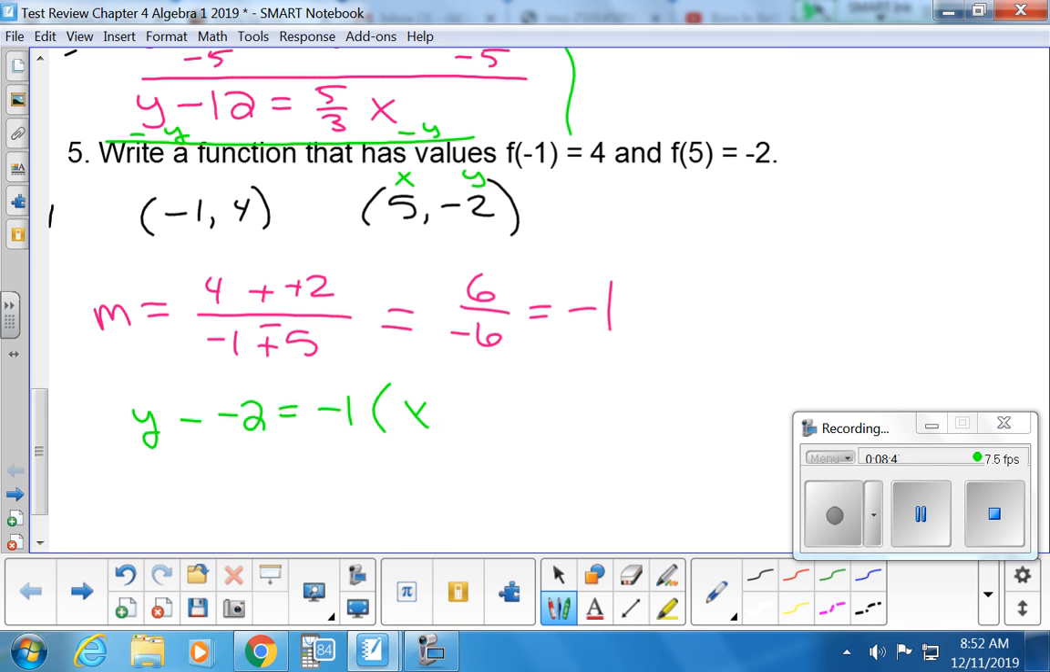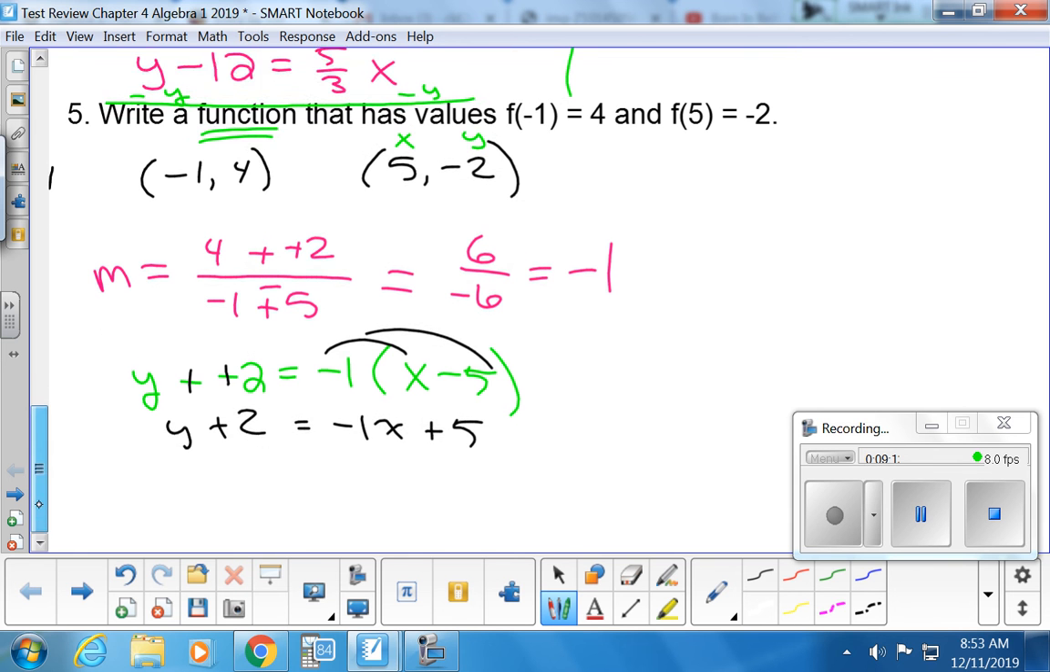X minus x. Now technically, if you want something to act as a function, you need y by itself. So I feel like that was their way of saying, let's do it into slope-intercept form and solve for y. It won't be hard. We're going to distribute the negative 1, and we're going to move the 2 over, and we'll be done. So it'll be negative 1x plus 5 with the y plus 2. And then we'll just move our 2 over, and that'll be a function.